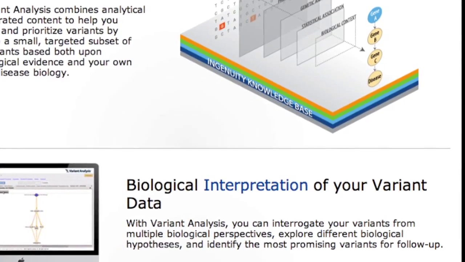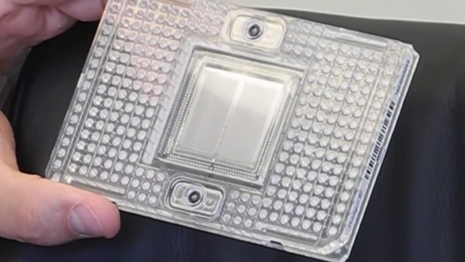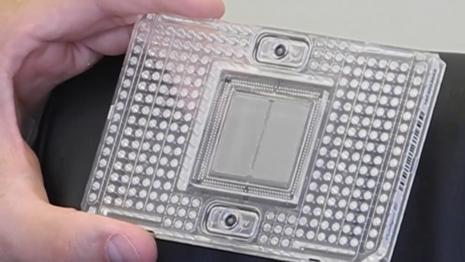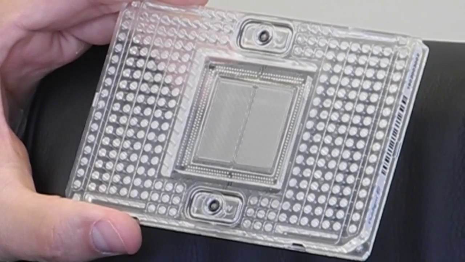Tell us what's on this chip. A lot. I can hardly see anything on there. Yeah, well, everything is extremely small. But on this chip are roughly 30,000 individual valves. There's a couple thousand pumps, over 100,000 little segments of pipe, and about 20,000 reaction chambers.